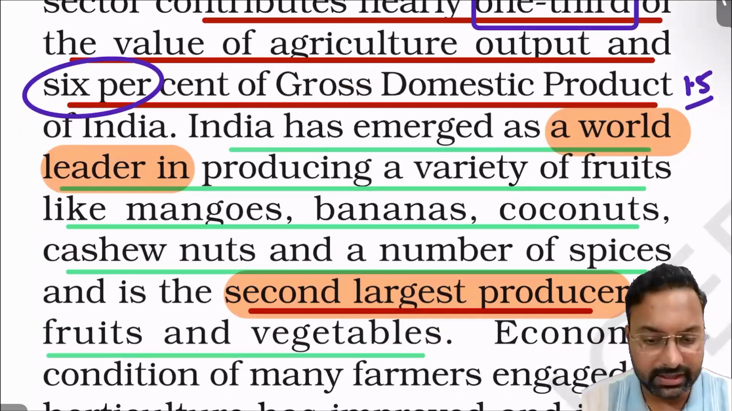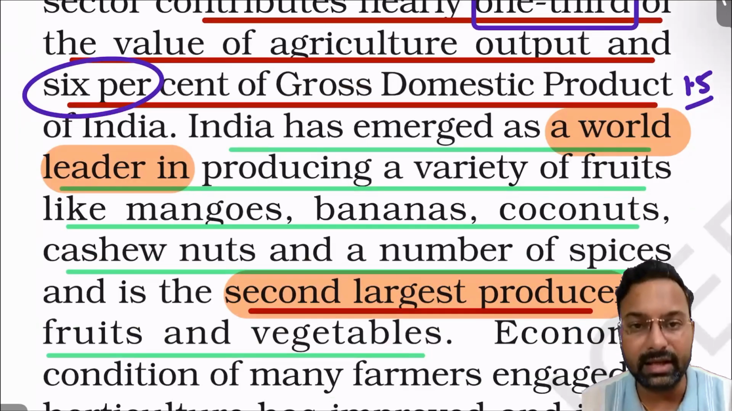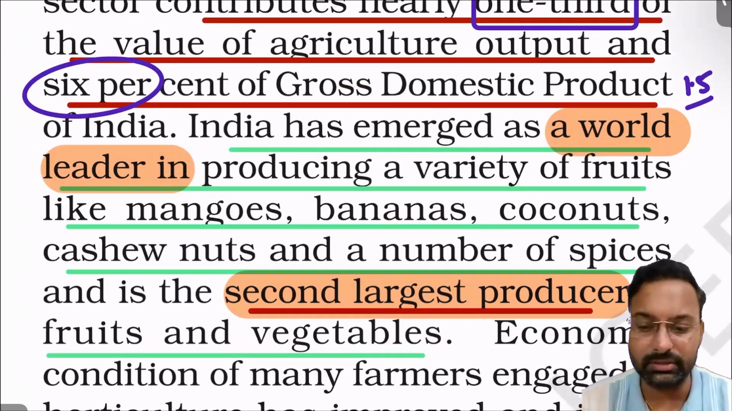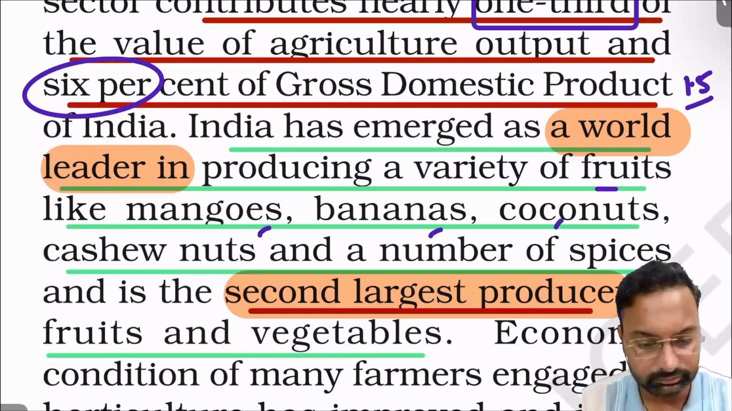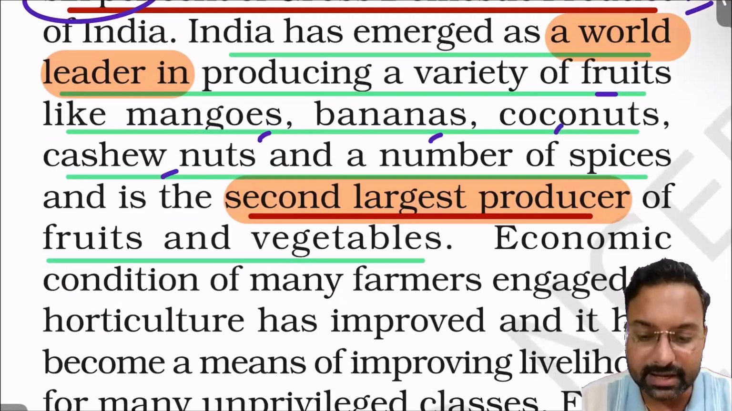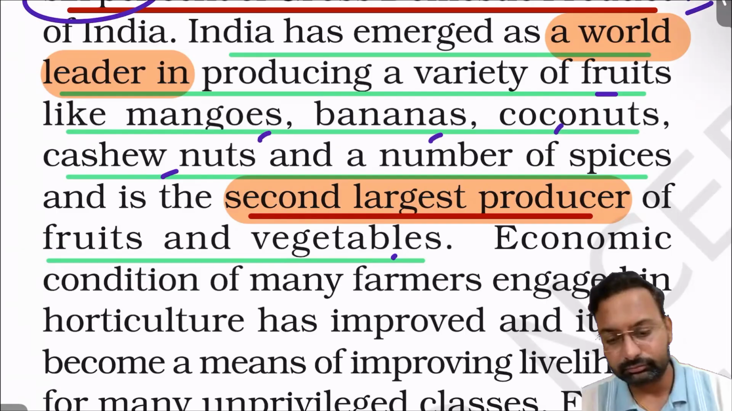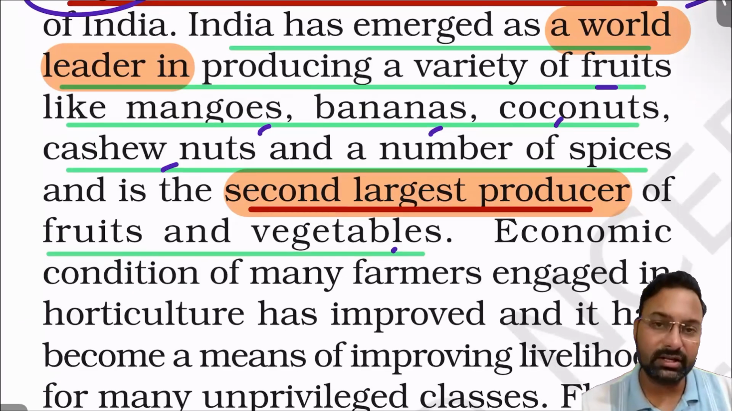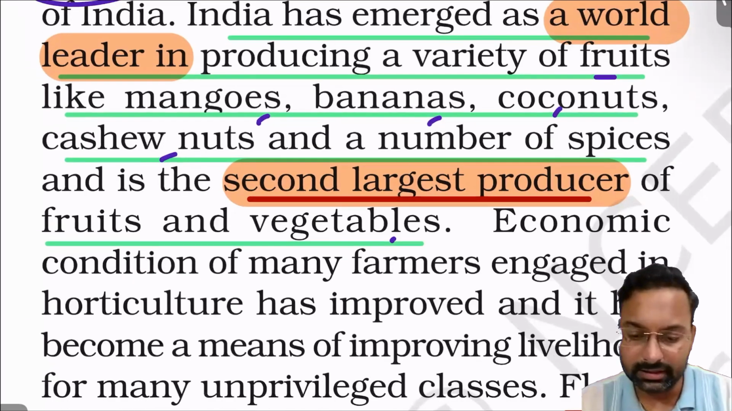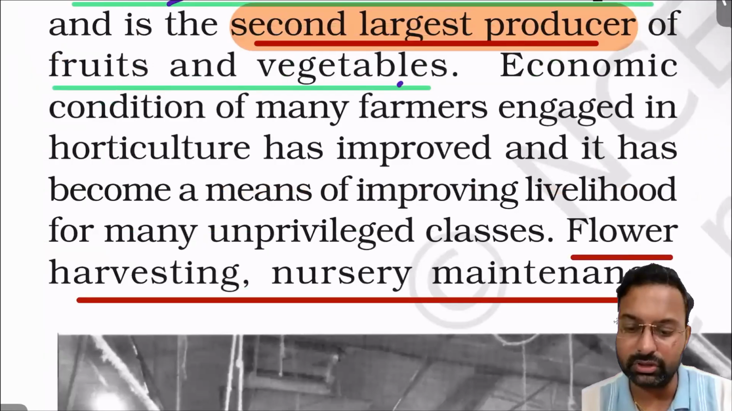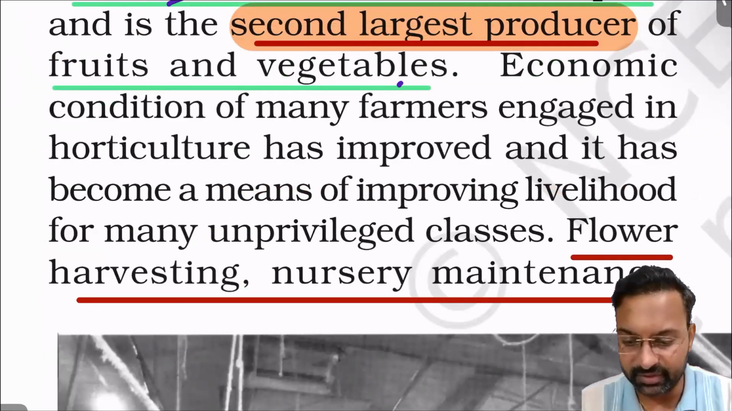India has also emerged as a world leader. It has the top position in a variety of fruits, like mangoes, bananas, coconut, cashew nuts, and a number of spices. It is the second largest producer of fruits and vegetables. So India's horticulture is growing and has contributed immensely to the development of India.